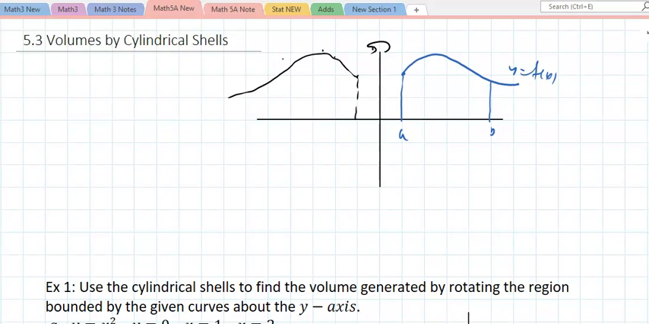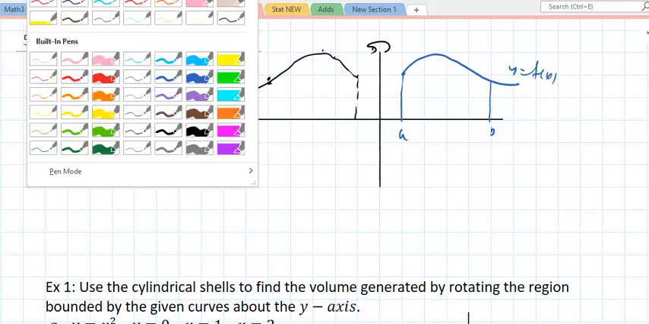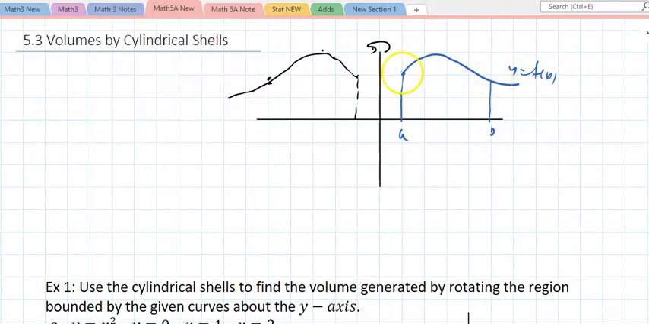Okay, close enough. Except for this one, I want it to be right there. How about right? No, that's fine. So as this rotates, it's going to create this shell, and cylindrical because those are cylinders.